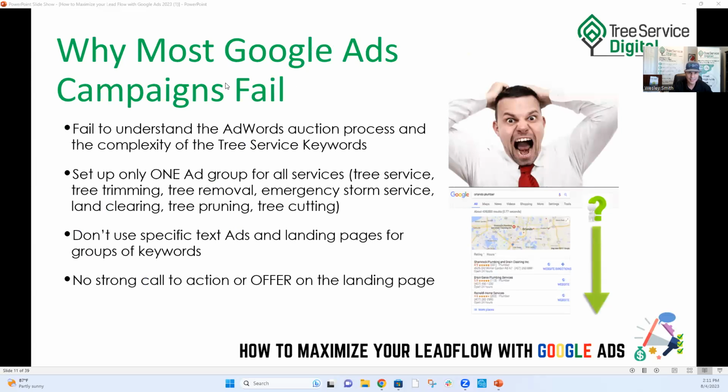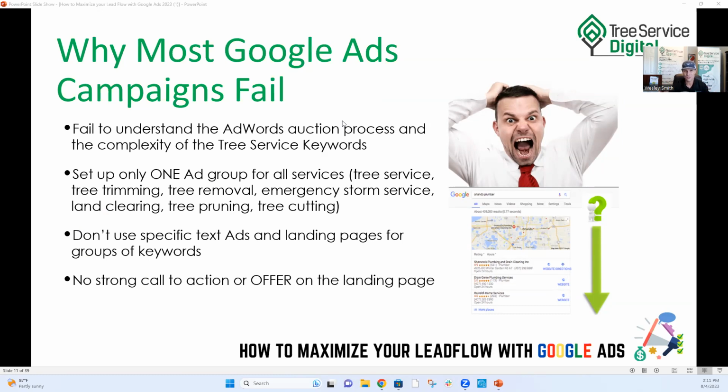Why most Google Ads campaigns fail. A lot of people try to set these up themselves. We've seen it, and we come in and revamp the entire account. A lot of people fail to understand the Google Ads auction process and the complexity of tree service keywords, right? There's a lot of different things around the word tree. There's Dollar Tree, Christmas tree, tree service equipment, tree service climbing gear, tree service jobs. There's all these different searches.